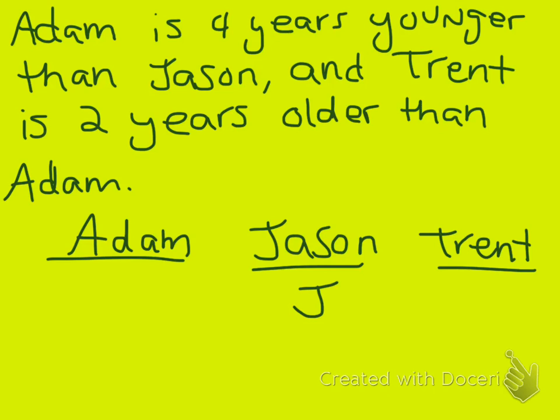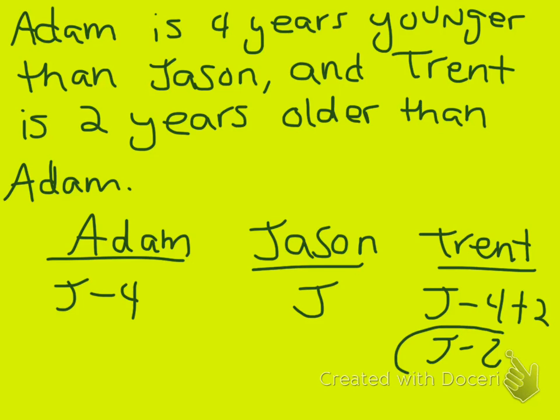So Adam is 4 years younger than Jason. So J minus 4. Because if it's younger, then we just subtract 4 to get it. And Trent is 2 years older than Adam. J minus 4 plus 2. So let's simplify the negative 4 plus 2. That would be negative 2. So J minus 2. In essence, Trent is 2 years younger than Jason and 2 years older than Adam, so he's in between them. Okay, I think we got it. Good.